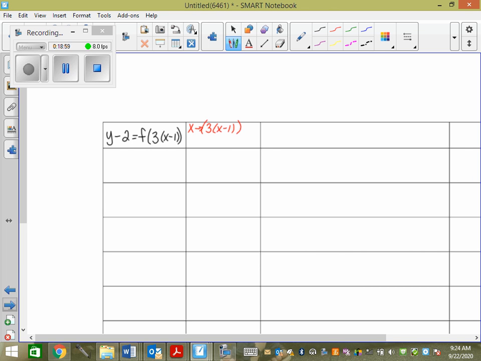Could they say also 3x minus 3? Could they technically say that and be right? Yep. They could distribute it through. It would be the same thing, right? It would just be without the GCF out. And then y is replaced with y minus 2.